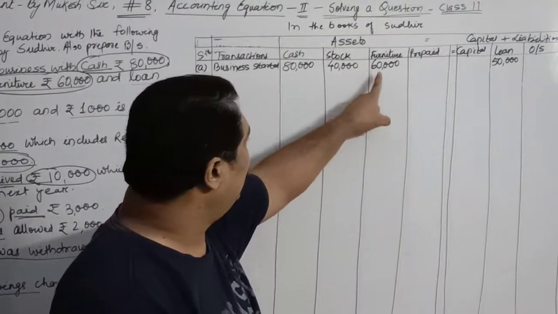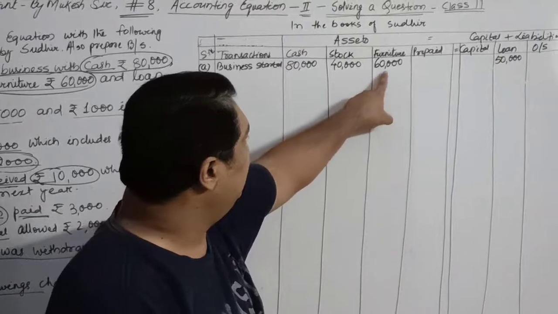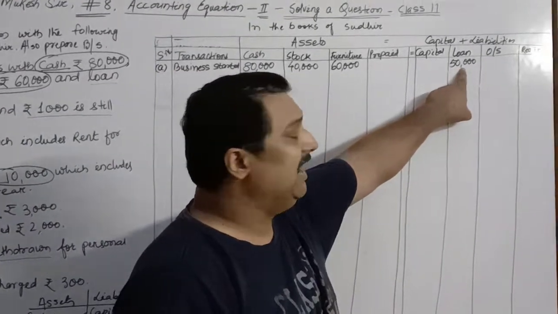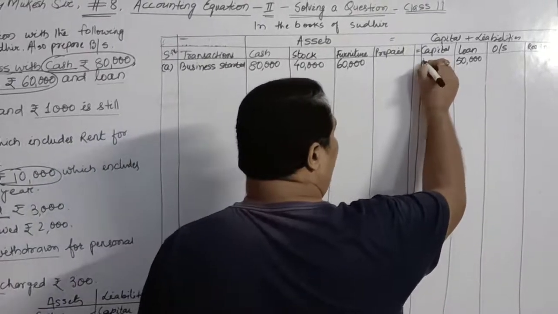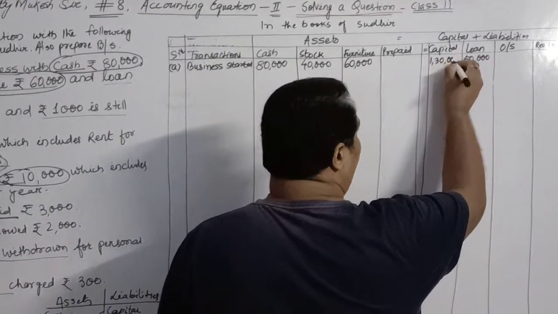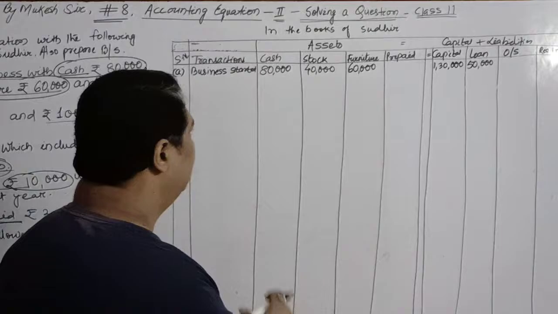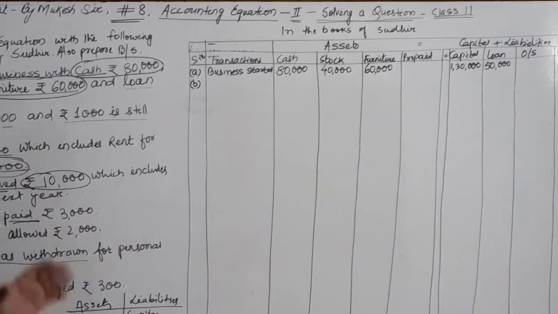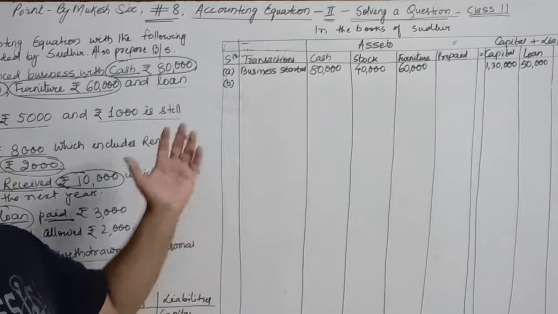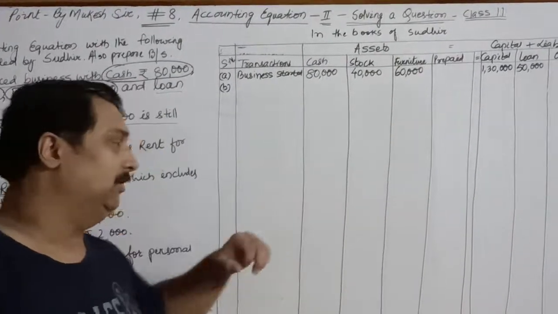So how much your total assets are? 1,80,000. And how much is your liability right now? 50,000. So the balance, which is 1,30,000, is your capital. This is how we solve in this particular situation. When assets and liabilities both are given, this is how we calculate the capital.